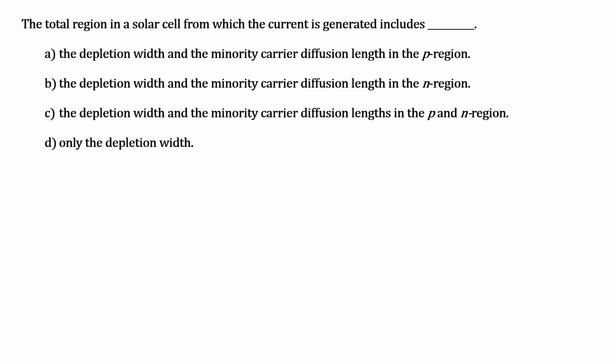So this is the first question. The total region in a solar cell from which current is generated. In a solar cell, we will be creating electron hole pairs, and due to the separation of these electron hole pairs, a current will be generated. So what is the region that is important with respect to this current generation? Can anybody tell me the answer and why?